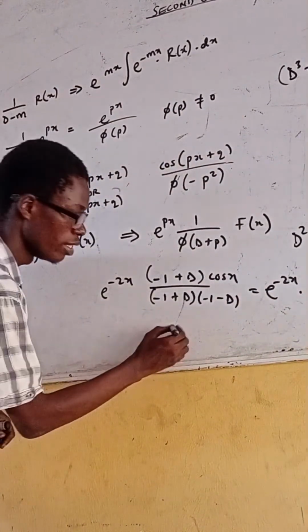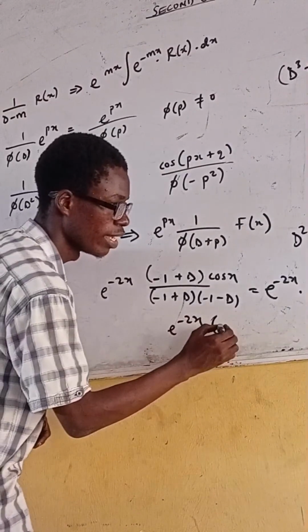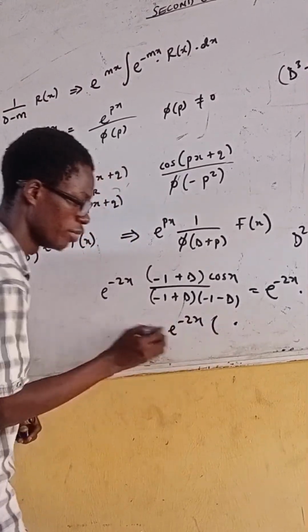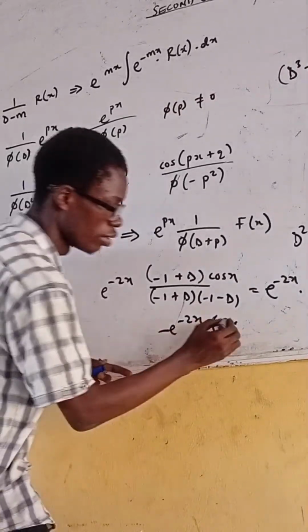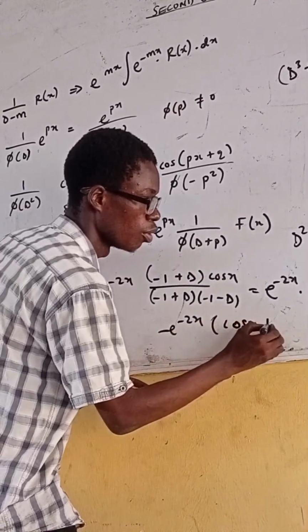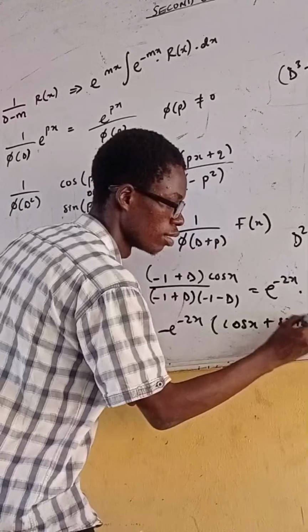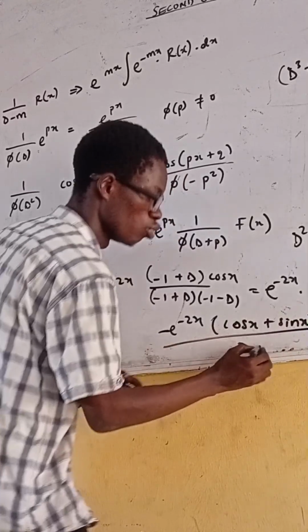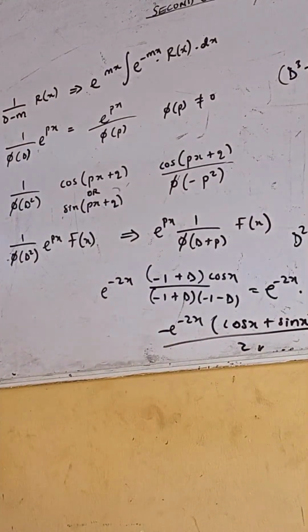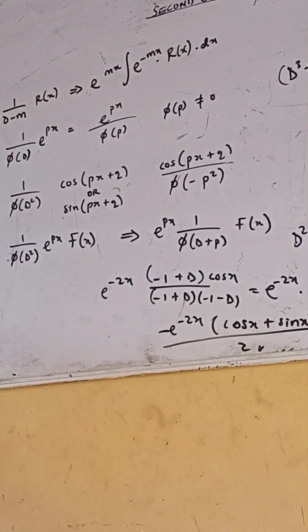So we have e^(-2x) into brackets minus cos. So I can bring minus outside. Minus cos x plus sin x over 1 plus 1, 2. And that's the final answer.